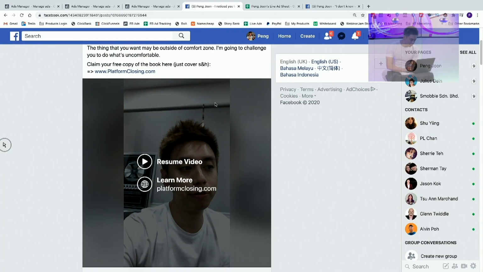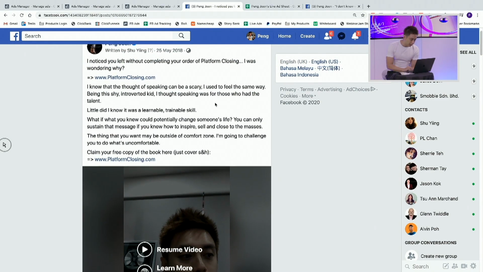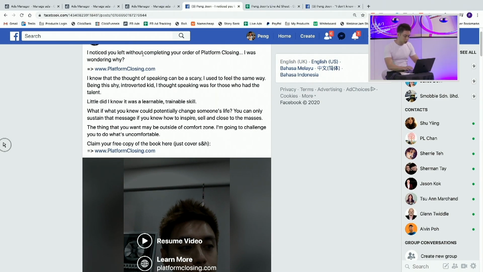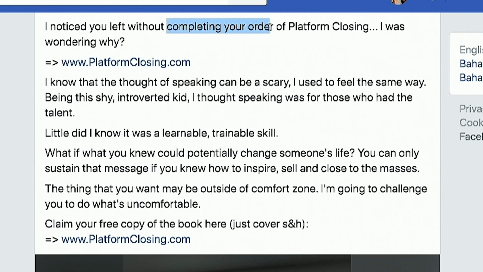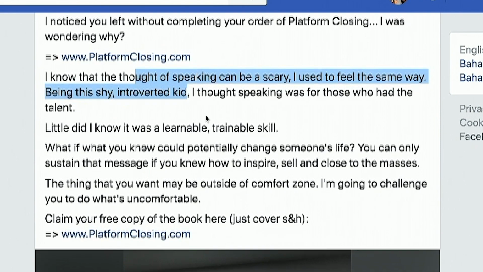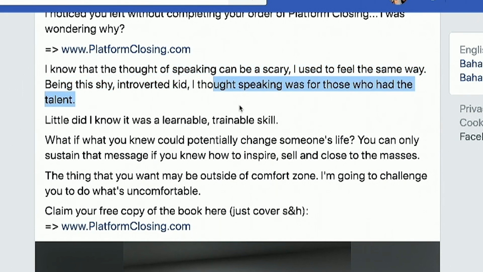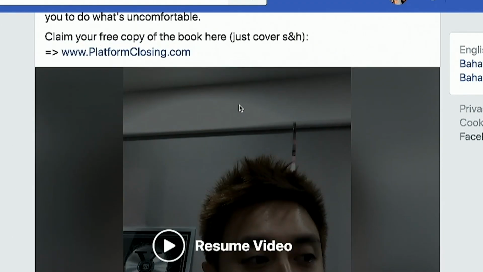So over here is an ad that says, hey, I noticed, let me just kind of zoom in a little bit. I noticed that you left without completing your order of platform closing. I was wondering why. Link. I know that the thought of speaking can be scary. I used to feel the same way, being this shy, introverted kid. I thought that speaking was for those who had talent. Okay, now notice what's happening right now.